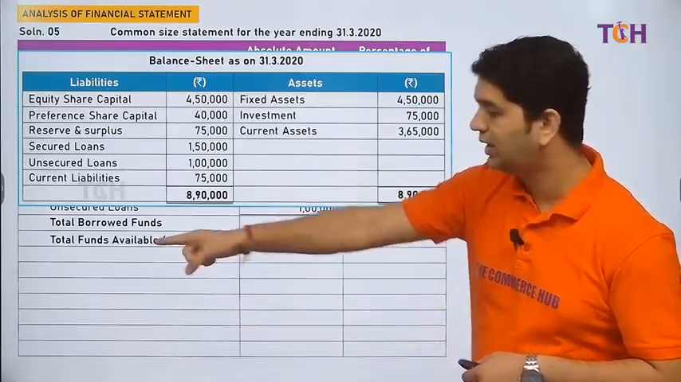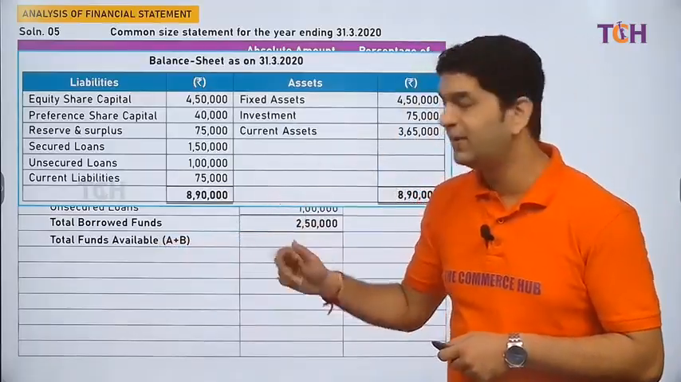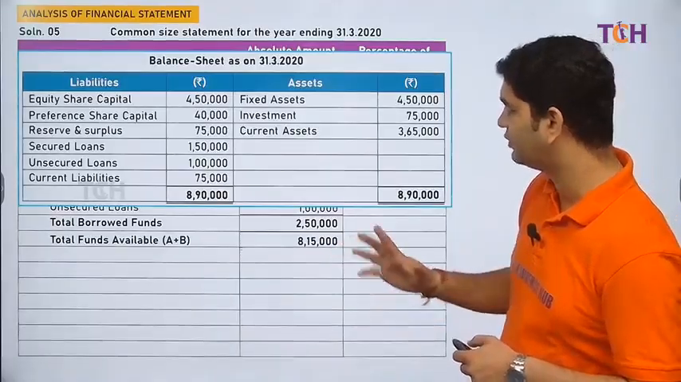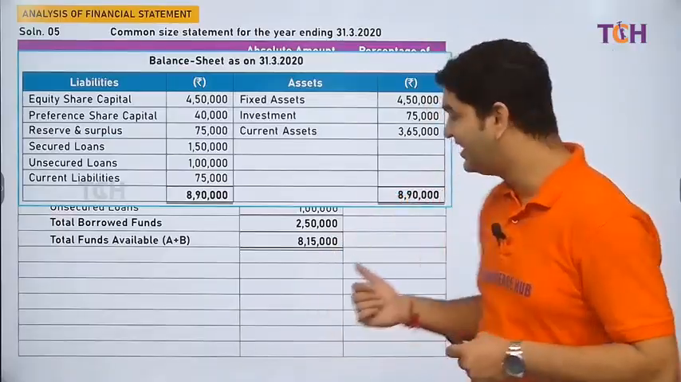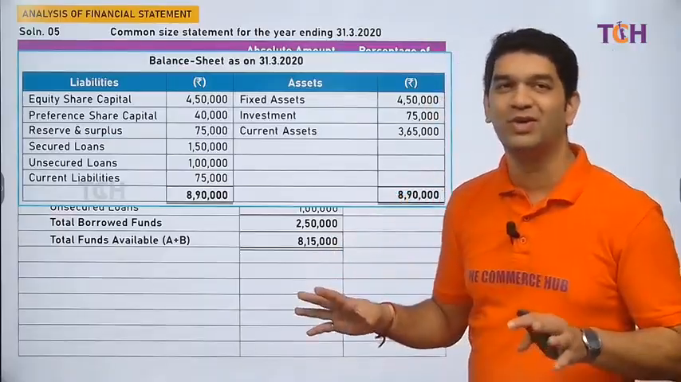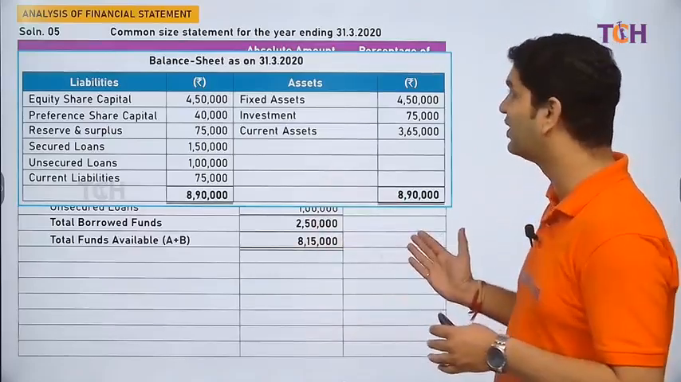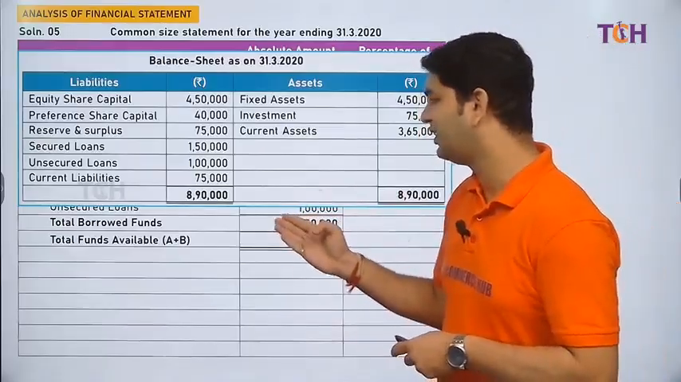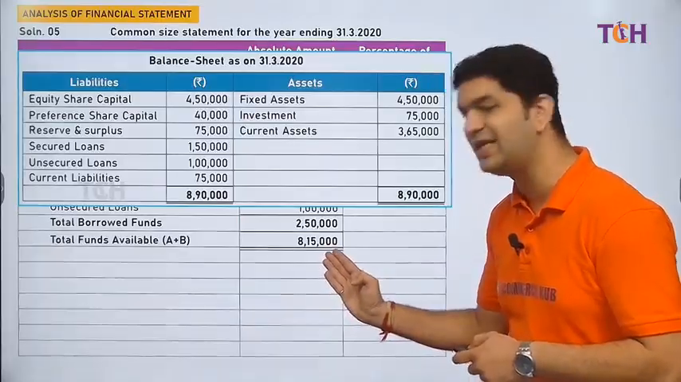The total of sources of fund we write here, that is A plus B. A is owner's fund, and B is borrowed fund. So the amount is 8,15,000. Now, sorry, I skipped it. This is the percentage column. Whatever totals you take, take them in this column itself, not in the outer column. This is the percentage column altogether, different. So whatever total of funds available we have, it is 8,15,000.